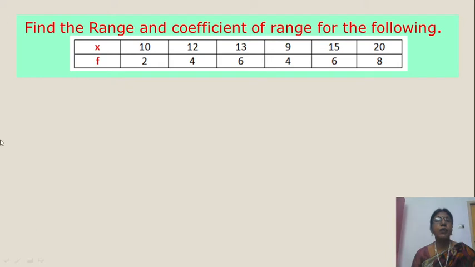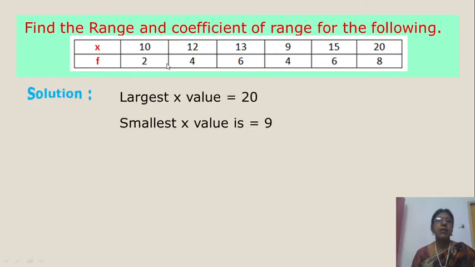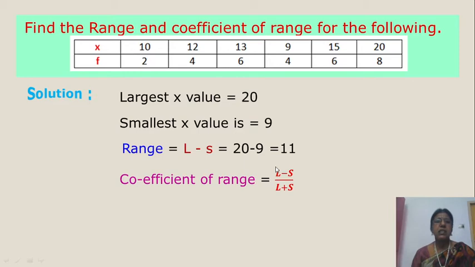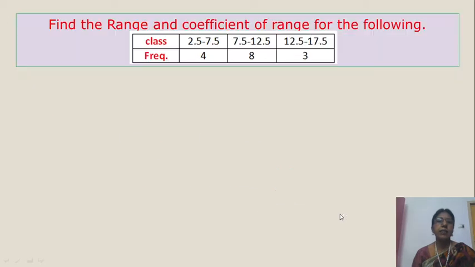See the problem here. Find the range and coefficient of range for the following. We have given x values, f values. See what is the largest value of x in the given data. 20 is the largest value. What is the least value? I think 9 is the least value. Now the range is largest value minus smallest value. L minus S, 20 minus 9, which is 11. Very, very easy. Just the coefficient of range is L minus S by L plus S. L minus S means 20 minus 9 by 20 plus 9, which is 0.3793.